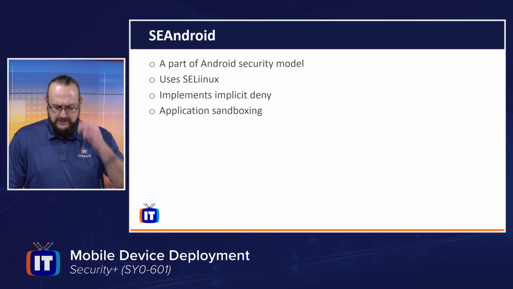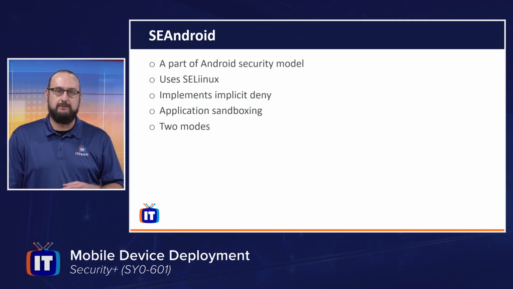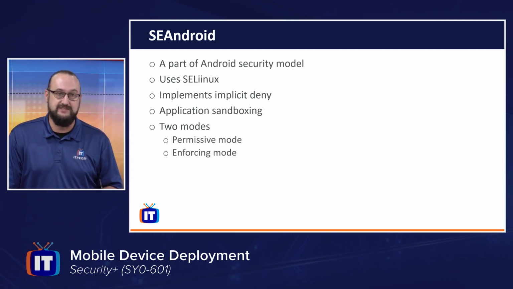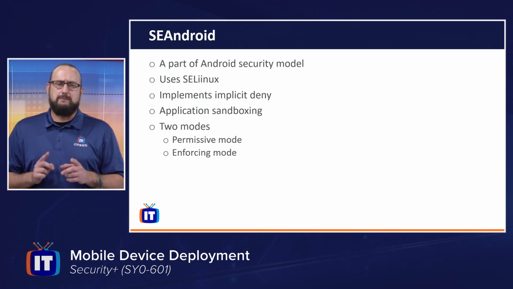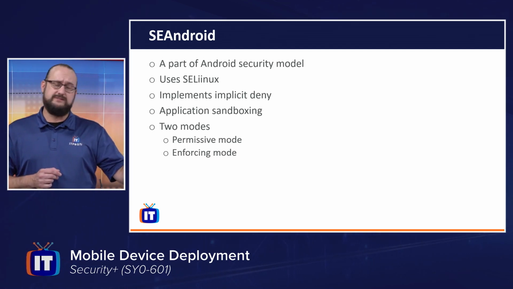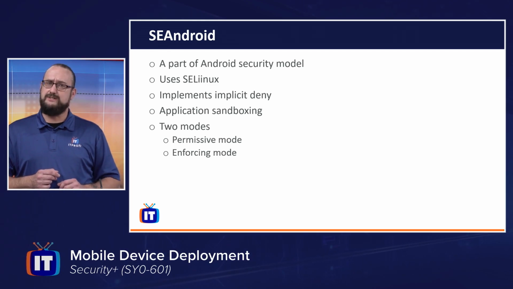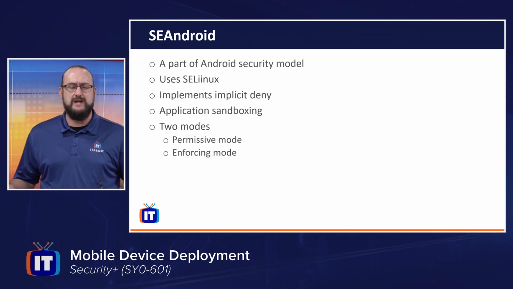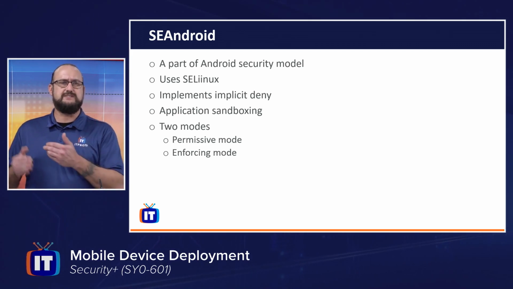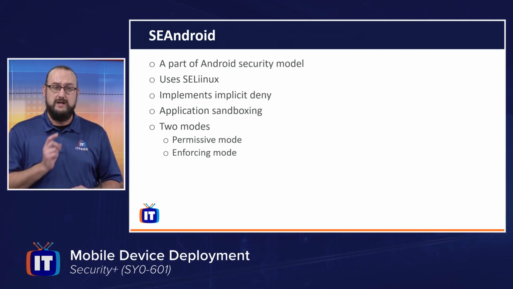Now, there are two modes that it operates in. It operates in what's known as permissive, and it operates in what's known as enforcing mode. Permissive says, hey, I'm going to warn you, Dan, you shouldn't have done that. Nope, you shouldn't have done that, but I'm going to go ahead and let you do it anyway, right? So it warns, but it doesn't stop an operation from happening.